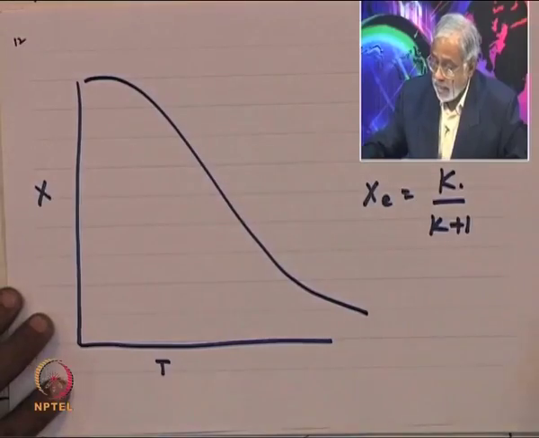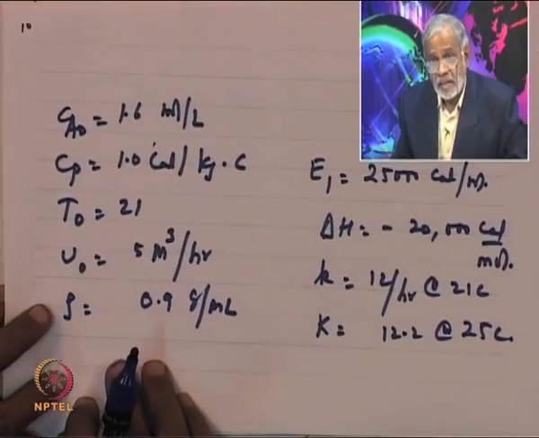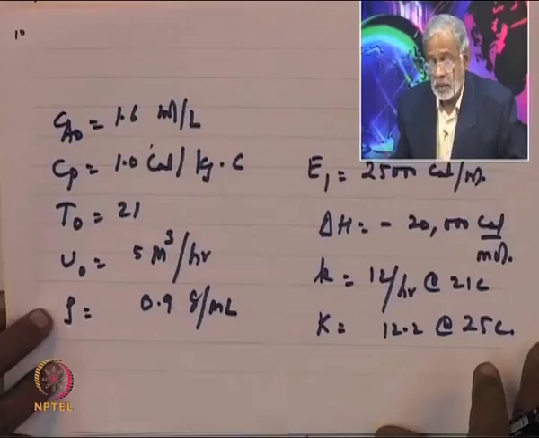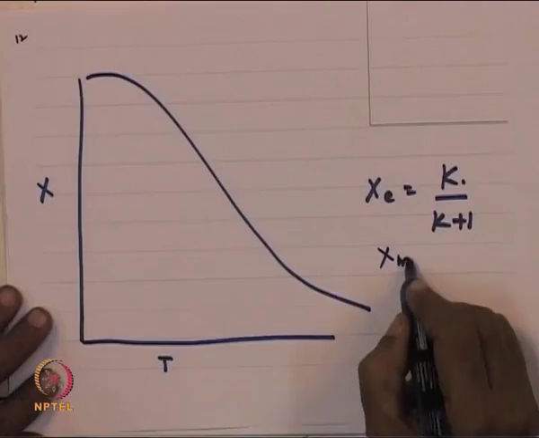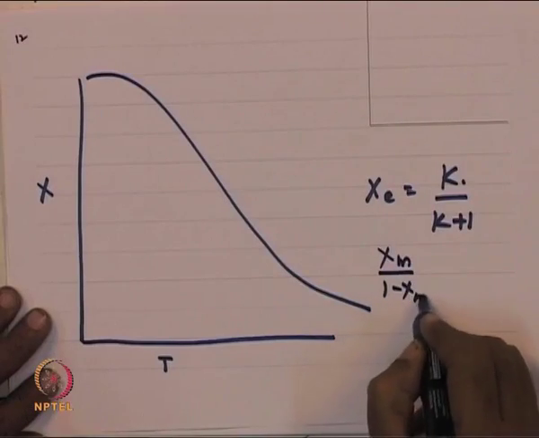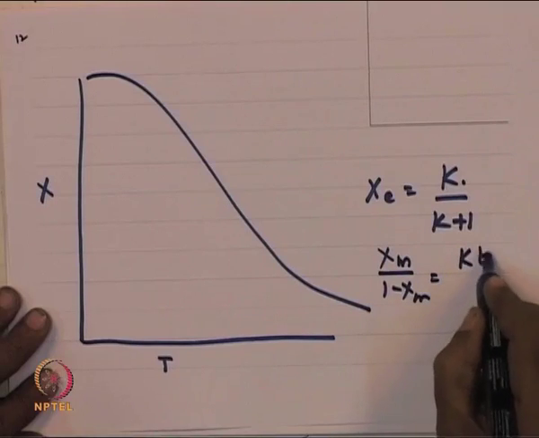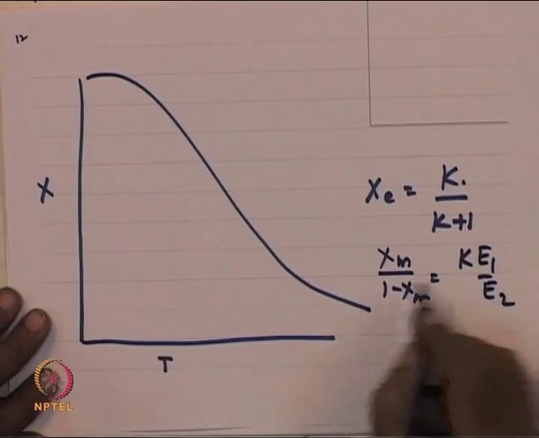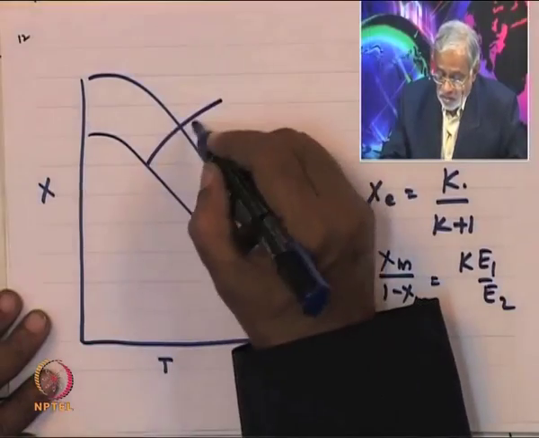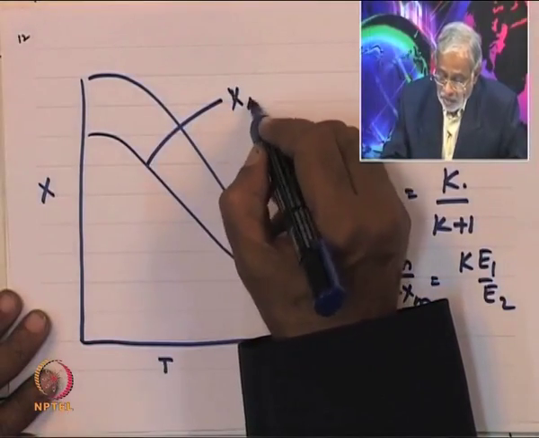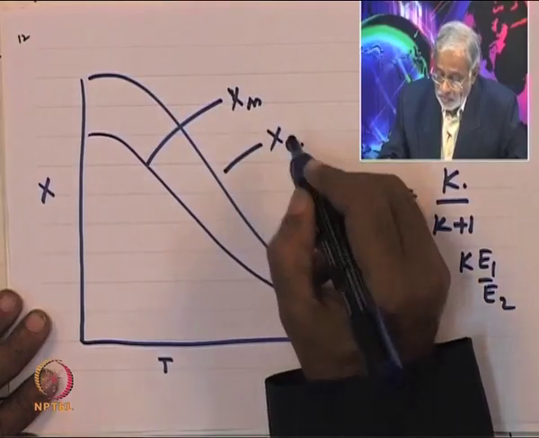Then we also recognize that the locus of maxima in reaction rates is given by x_m divided by 1 minus x_m equal to K divided by K_1 by E_2. So, using this relationship, we can plot the maxima in reaction rate curve. This is the x_m curve, this is the x_e curve.